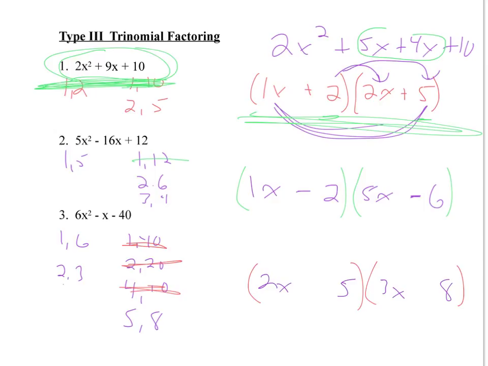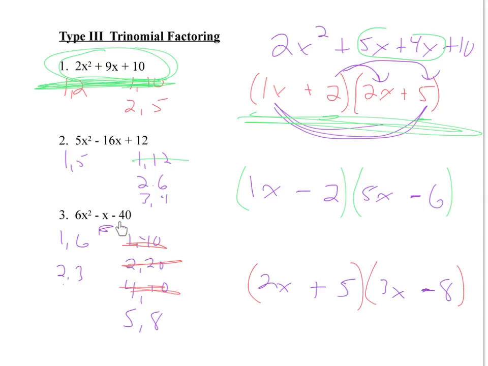I need a negative 1x, so I'm going to do 2x times 8 is negative 16x if I make it negative. And plus 5 times 3 is 15x, so that's a positive. Negative 16 plus 15 is negative 1. If I double check this now, my outers, 2x times 3x is 6x squared. Or my last, positive 5 times negative 8 is negative 40.